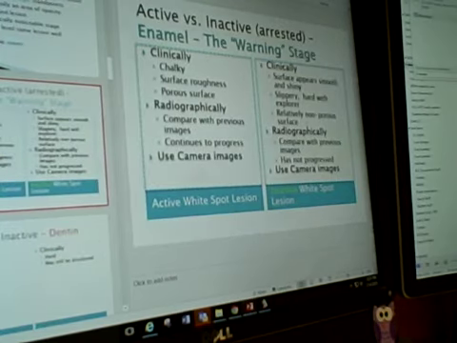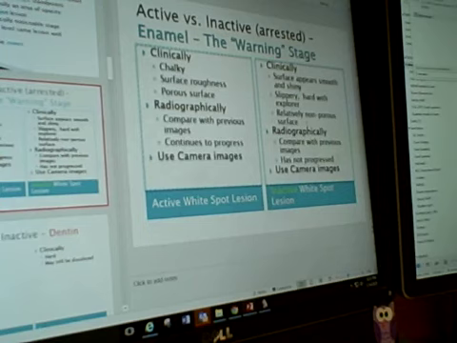So clinically, we will see a chalkiness to the surface, we will see a roughness, it'll be a little bit more porous. We're going to look at x-rays and compare the image of the x-ray today to what we've had in the past. We're going to look at the progression. Maybe it's been like that for 5 years and nothing's changed. Great. We're going to show them with camera. We're going to keep track of that in their chart with camera. So we're going to look at that just for progression on an active white spot lesion.